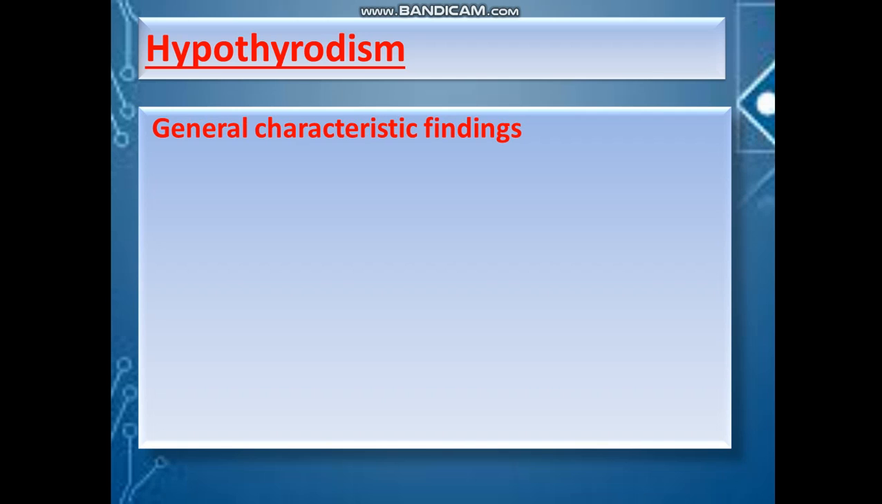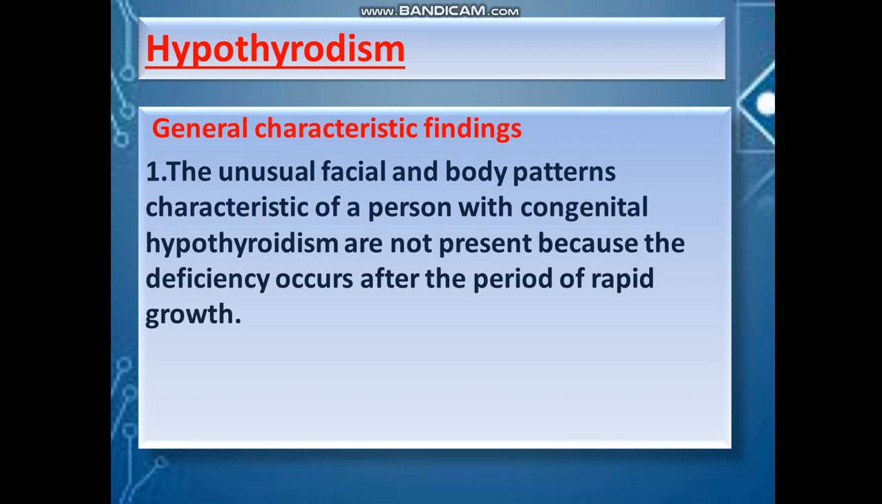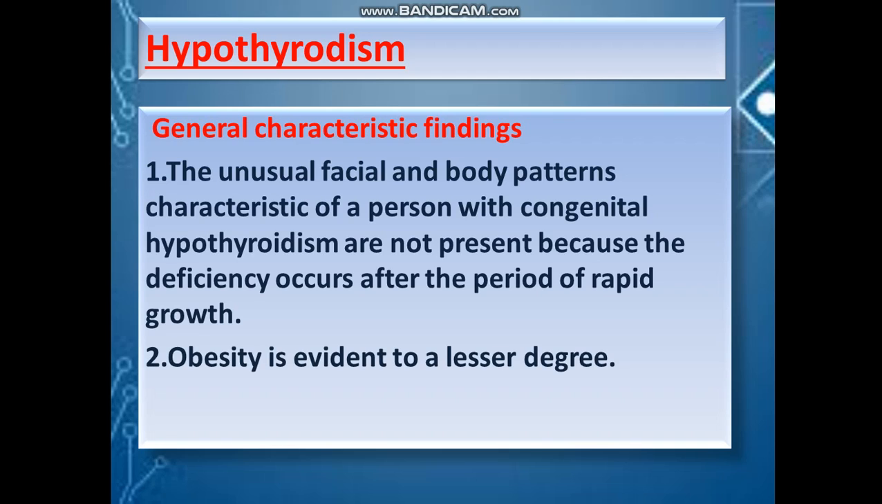General characteristic findings. The unusual facial and body patterns characteristic of a person with congenital hypothyroidism are not present, because the deficiency occurs after the period of rapid growth. The obesity is again evident, but to a lesser degree than in congenital hypothyroidism.